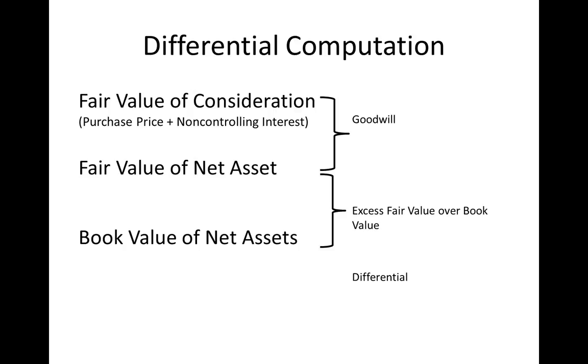And the difference between the fair value of consideration and the fair value of the net assets is going to be goodwill. And then lastly, we're going to get the book value of the net assets, and the difference between the fair value and the book value, we'll refer to as the excess fair value over book value. You're going to need to know this differential computation. We are going to do it quite a bit. We'll practice it enough that this will be second nature by the time we get to the end of the discussion in Chapter 7.